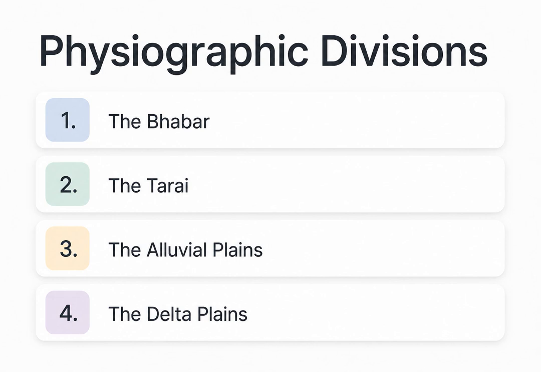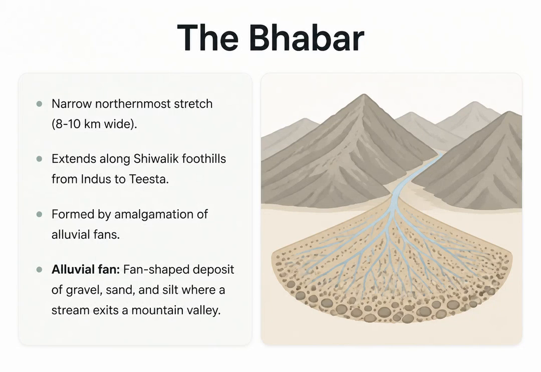Let's examine each one in detail. First, we have the Babar. This is a narrow stretch, only 8 to 10 kilometers wide, running right along the foothills of the Shivaliks from the Indus River to the Tista River. It is formed by the merging of alluvial fans.